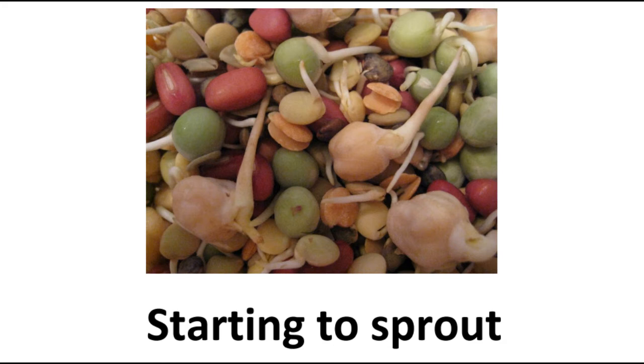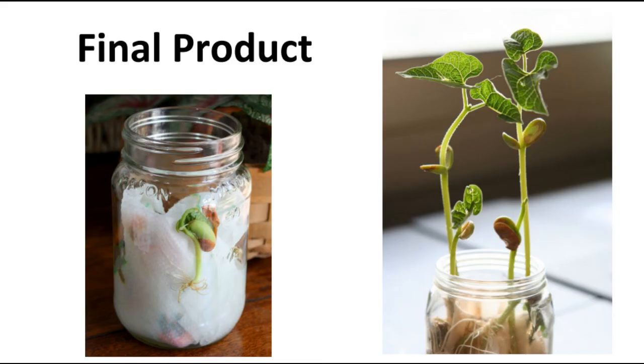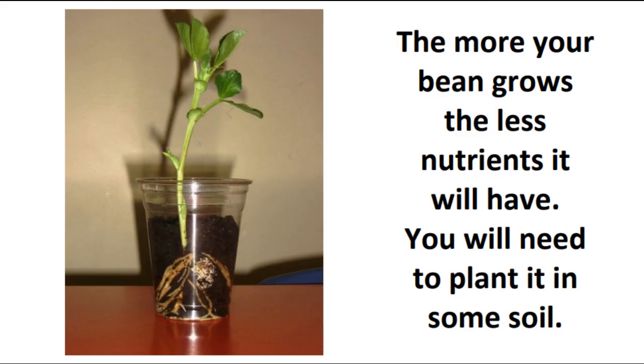Here's a picture of your bean, like when it starts to sprout, a real life picture of the little root coming out. And you'll also notice throughout the project, whenever your bean starts to grow, the bean itself will shrink. That's because it's using up all of its food source. Here's a picture of our final product. And then don't forget, whenever your bean reaches this height, you will need to put it into another container with soil because it needs nutrients from the soil.